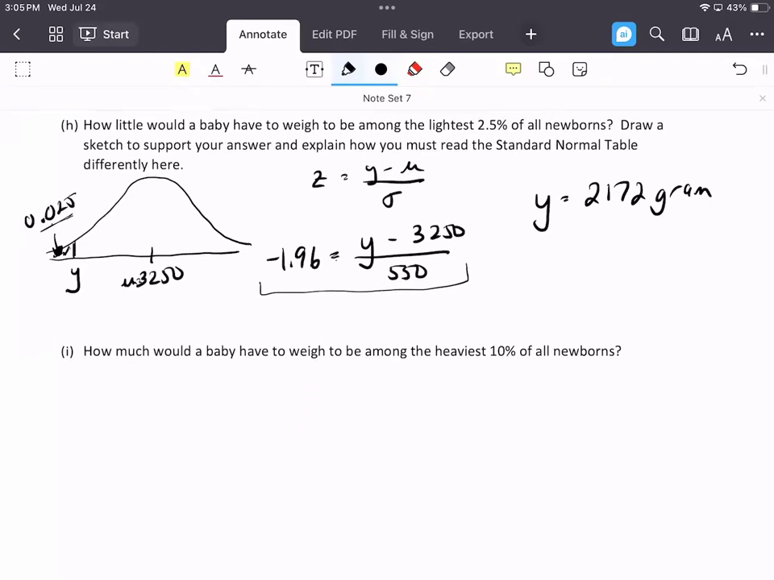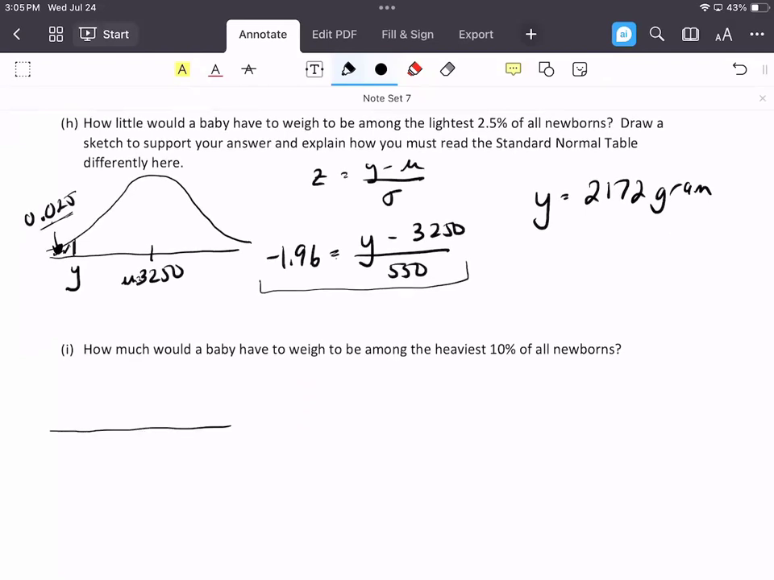How much would the baby have to weigh to be in the heaviest 10%? So I want the heaviest 10%, so this is 0.1. We know once again our center is here, but we don't know what that weight is. Now, if we know this area, should we look up 0.1? And hopefully you're thinking no, because what we want to look up inside the table is 0.9. Please pause for a moment and solve this for yourself and then come back and check your answer.